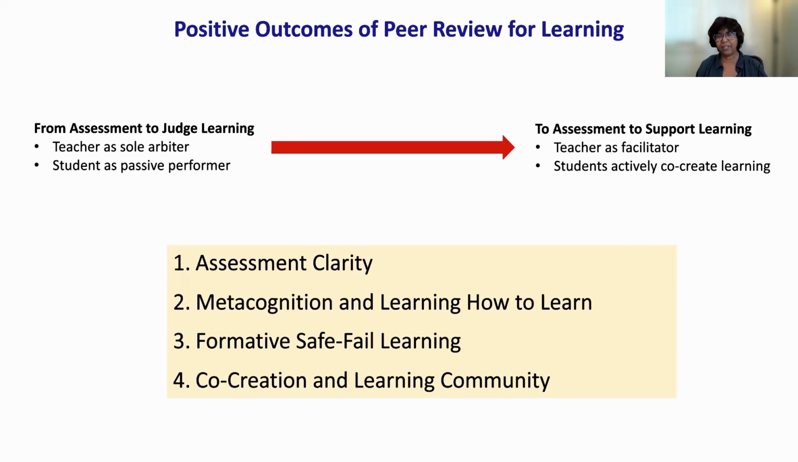And the 4 areas that peer review will address will be these 4: assessment clarity, metacognition and learning how to learn, formative, safe, fail learning space, and co-creation and building a learning community. We'll go through each one in turn very briefly and keep thinking of your students as we go through. Who is it helping? How does it help you as a teacher? Right? And what barriers in general of learning come down when we do this?